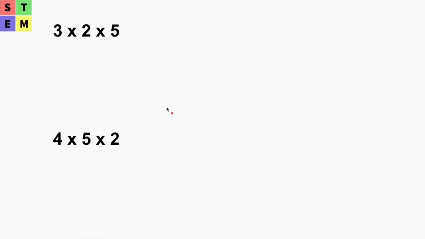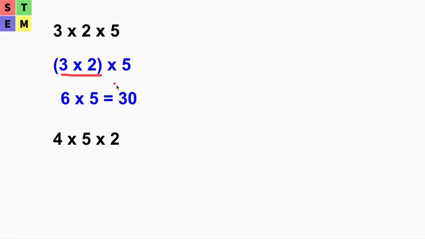Okay, now let's take a look at what we have here. Our first example: we have 3 times 2 times 5. How can we calculate this? At first, we usually calculate 3 times 2 first, and then use the result times 5. So 3 times 2 is 6, and then we have 6 times 5, which equals 30.